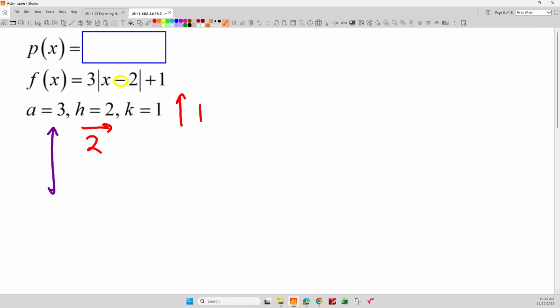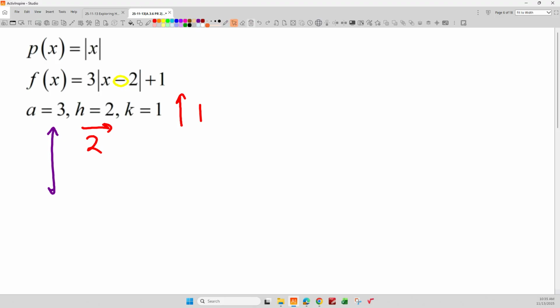Can you tell me what the parent function is? If I just got rid of all those parameters, those numbers, what kind of plain old graph would I be left with? Close. What would happen if I got rid of the 3 and the 2 and the 1? What am I left with? What kind of function? Absolute value. That's it, right? It's just an absolute value of x.